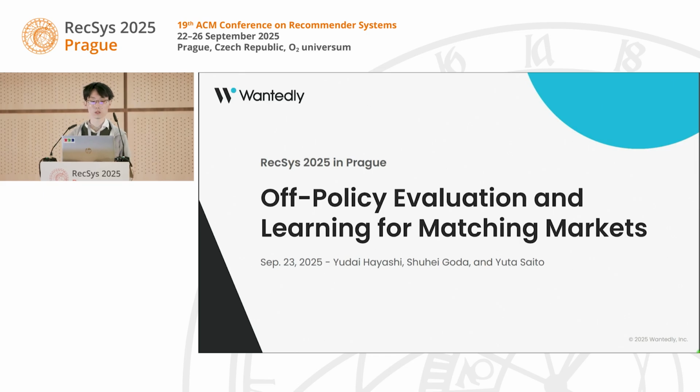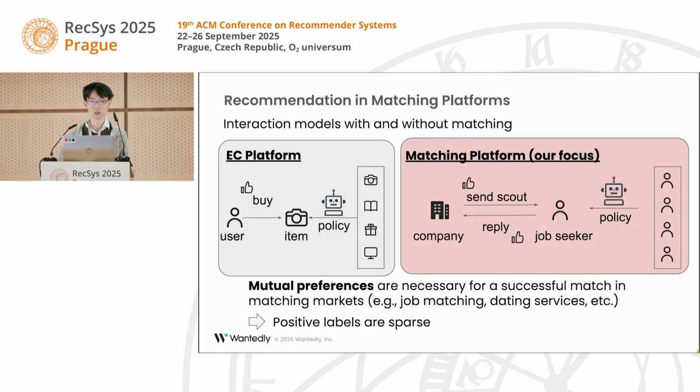Today I'll be talking about off-policy evaluation and learning for matching markets. Recommenders in matching platforms are different from standard recommenders. In EC platforms, if a user buys an item, it is a success for a recommender. In matching platforms, it's two stages. Let's focus on the job matching setting.